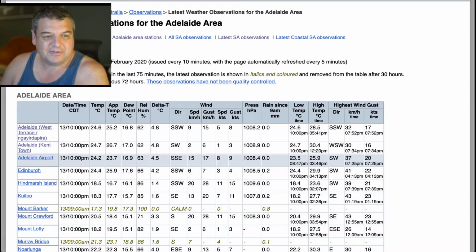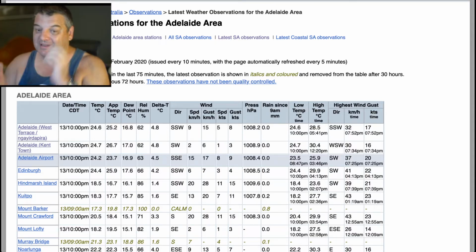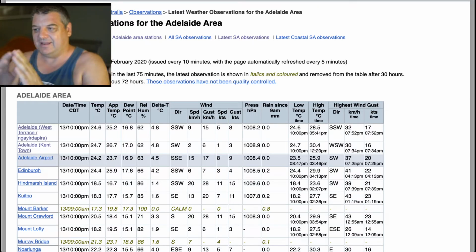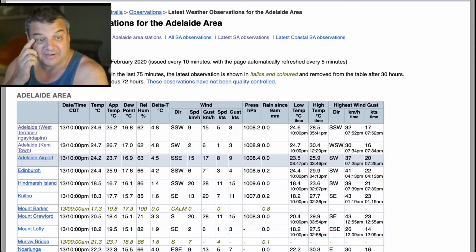Now, let's define what this thing dew point is. If I had a sheet of glass, and in this current situation here at Adelaide Airport, if I decrease the temperature from 24.2 to 16.9 degrees, you'd have dew forming on the glass. It's basically the temperature where the water molecules lose enough energy that they condense on the surface. That's why you see dew on grass, dew on glass, any sort of surface like that.